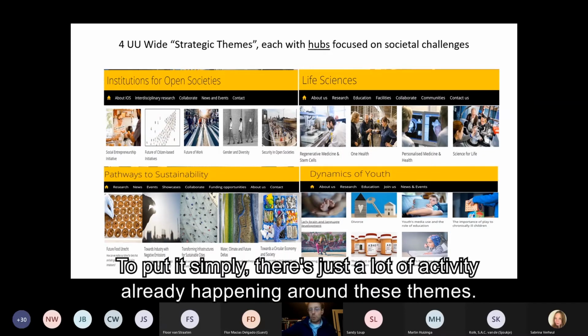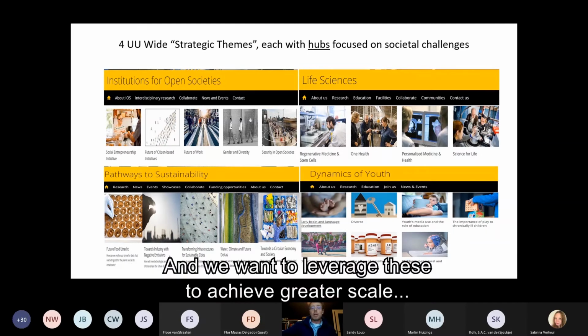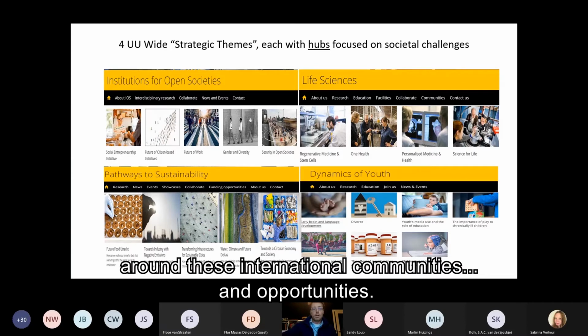So, to put it simply, there's just a lot of activity already happening around these themes, and we want to leverage these to achieve greater scale around these international community opportunities.